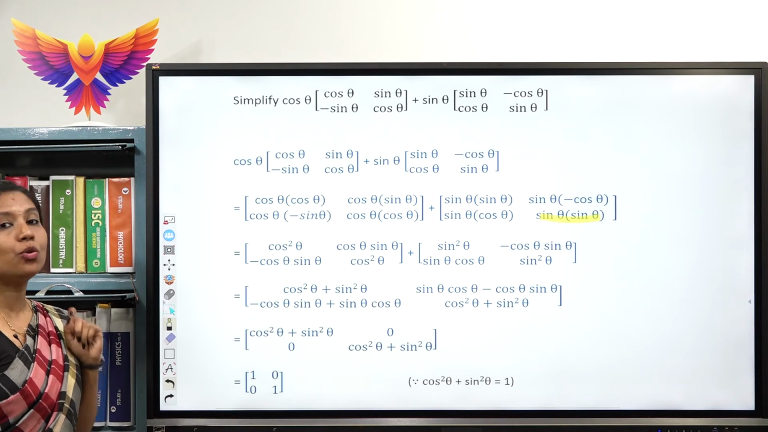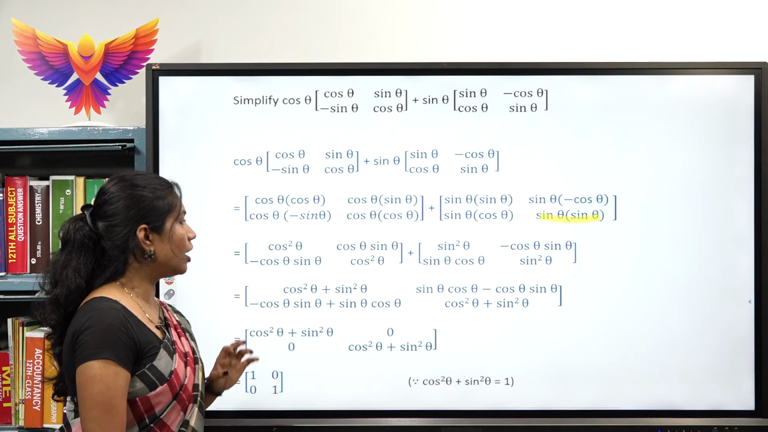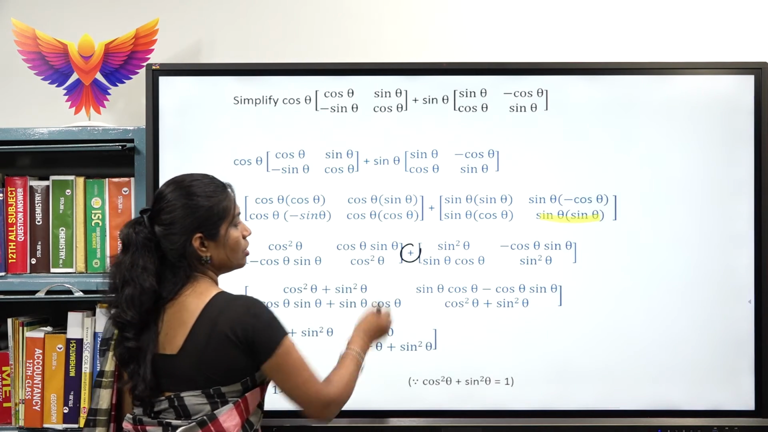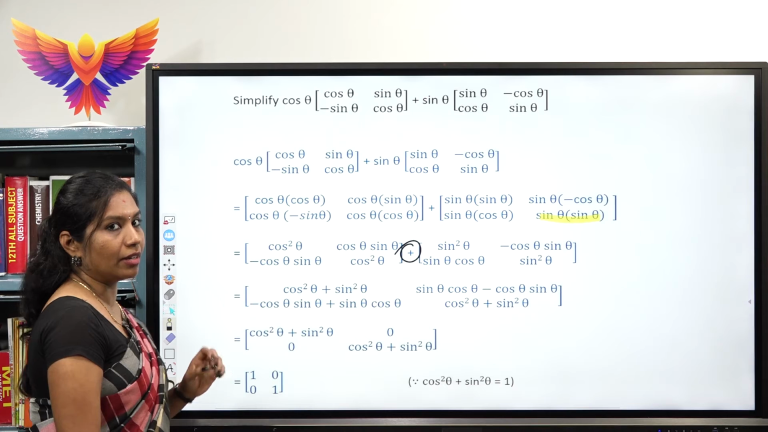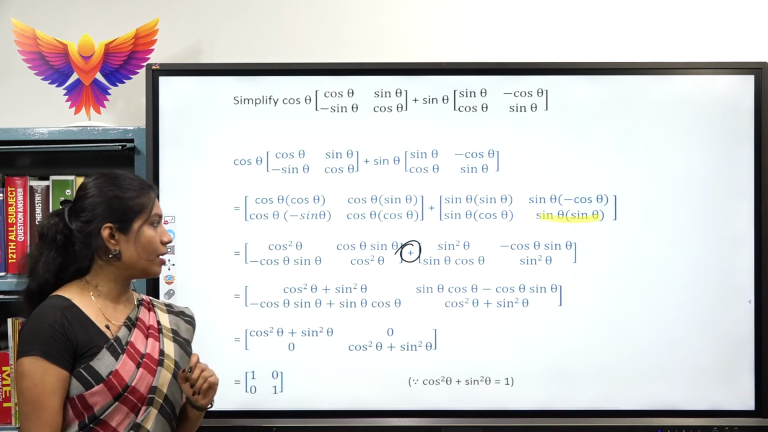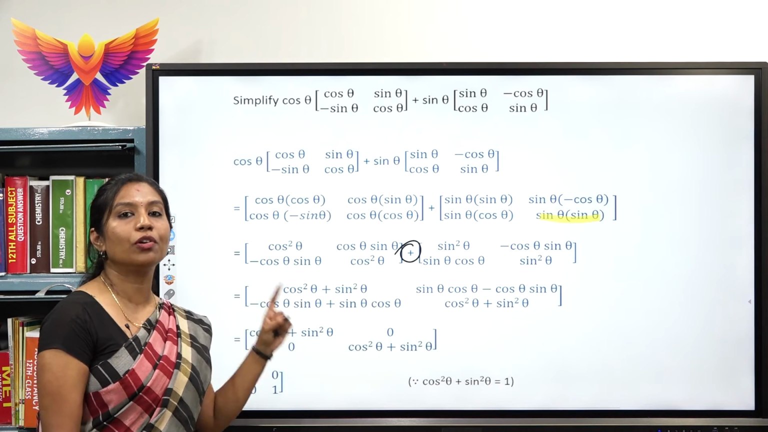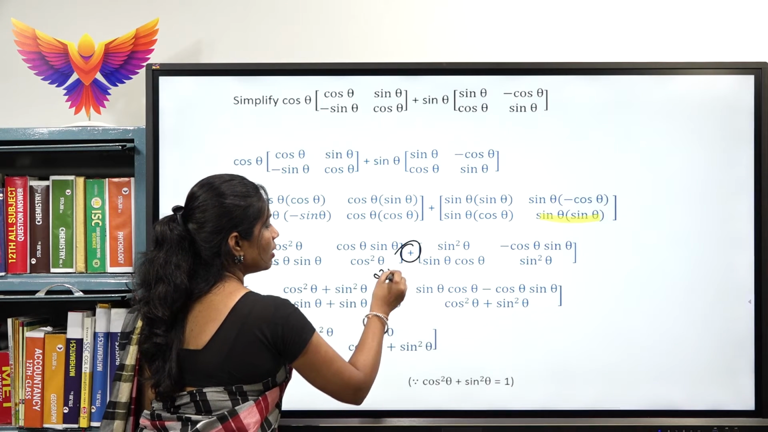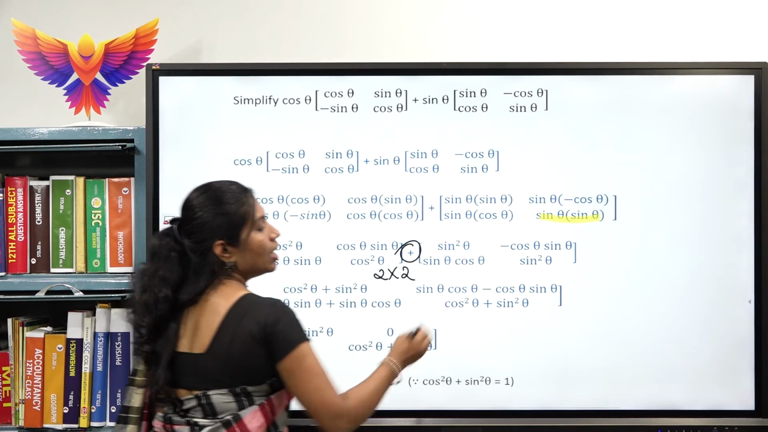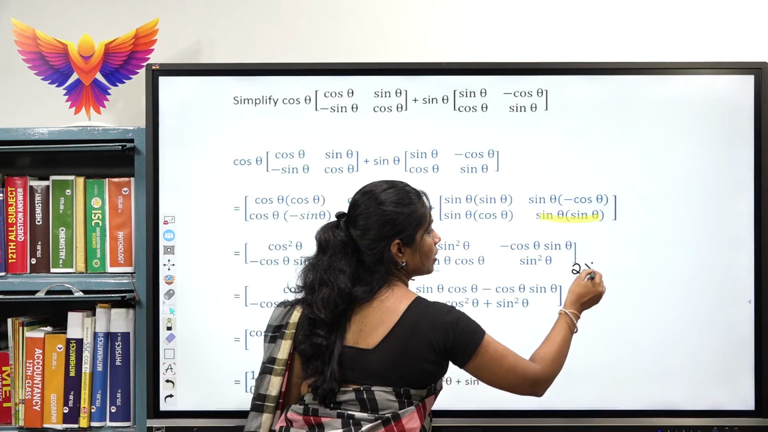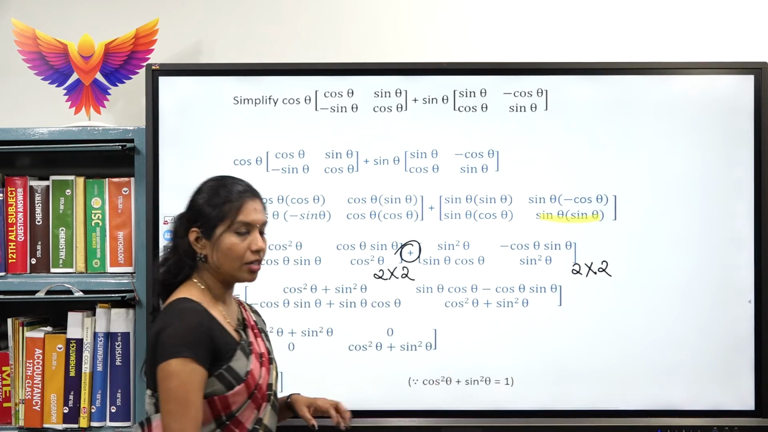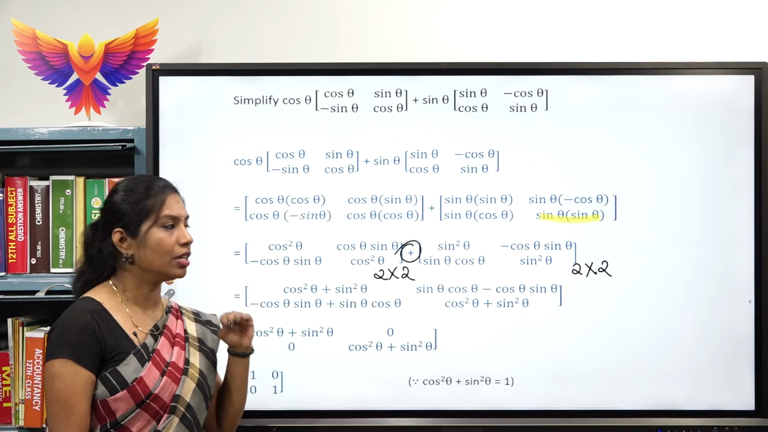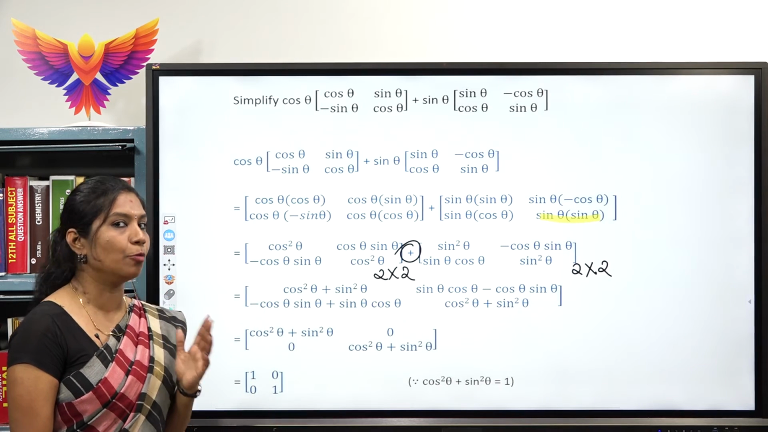Now, I need to add these two matrices. Clearly, they have given we are supposed to add these two matrices because I have an addition symbol here. We need to add both the matrices. Before you add both the matrices, you need to cross check whether the order of both the matrices is the same. So here, it is a 2 cross 2 matrix. It is also a 2 cross 2 matrix. Correct? So we can add two matrices only if the orders are the same. Yes, it is satisfying the condition. We can add both the matrices.